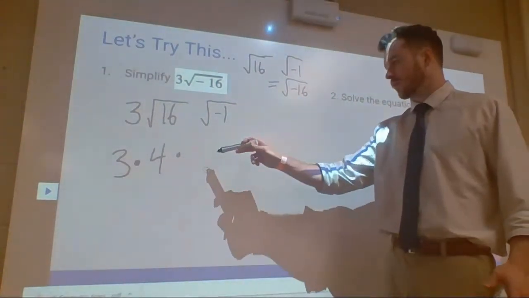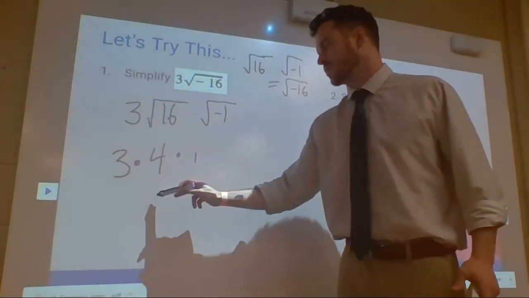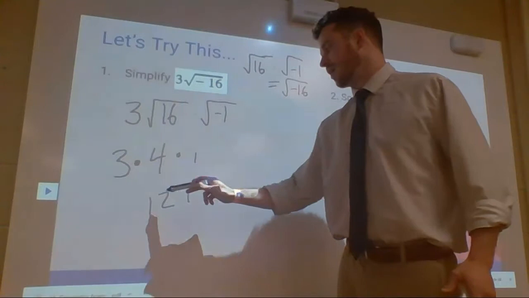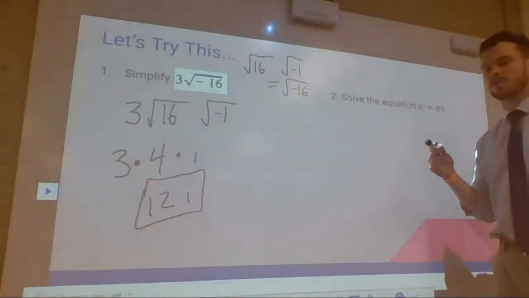We know the square root of -1 we can rewrite as just i. So 3 times 4 is 12i. So your final answer is 12i. Okay, so now we have number 2.